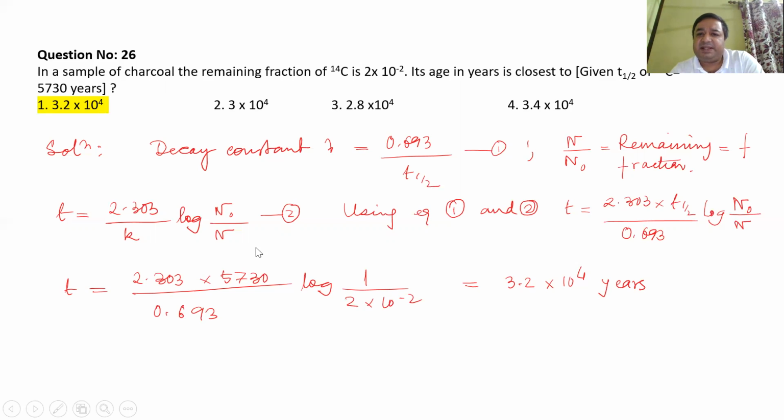So combining these two equations, we have another equation which I have shown over here. As you can see, this is the equation over here. All right. Now, N by N0 is the remaining fraction. Okay, that is the critical part, as I've said. Now, if you just plug in these values over here in the equation that we obtained from equation number 1 and 2, then obviously our answer comes out to be 3.2 into 10 to the power 4 years. Okay.